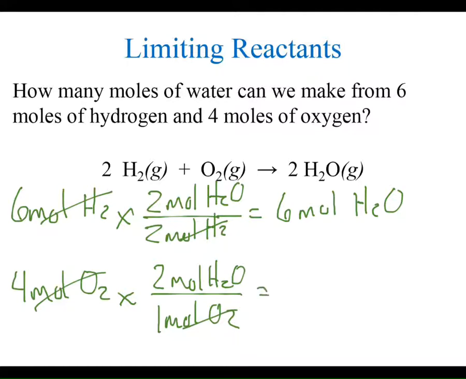So I can make 8 moles of water. So you can see here there is some potential. There's enough hydrogen to make 6 moles of water. There's enough oxygen to make 8 moles of water. How much water will I actually make? Will I make 6? Will I make 8? Or will I just add them together and make 14?